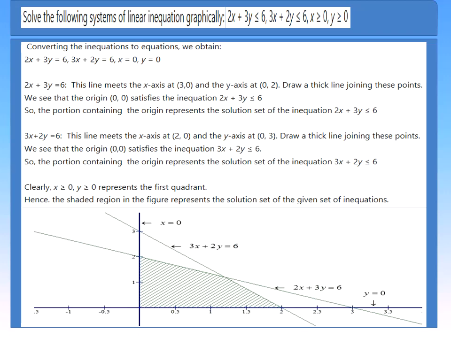And as x is greater or equal to 0 and y is greater or equal to 0, we need to bound ourselves in the positive side of both x and y. We cannot move to the second quadrant. We need to bound ourselves in the first quadrant. So when I consider 2x plus 3y less or equal to 6, if I put the value of the origin here, that is 0 0, so 0 is less or equal to 6. So we need to consider the origin included in the solution region. So we need to shade the lower half part of the straight line where the origin is present.